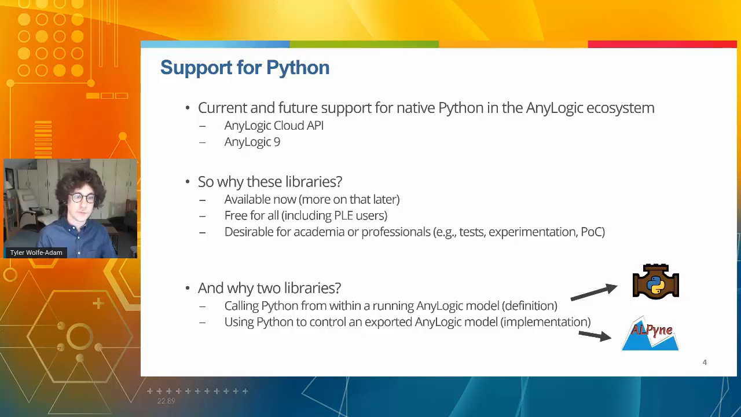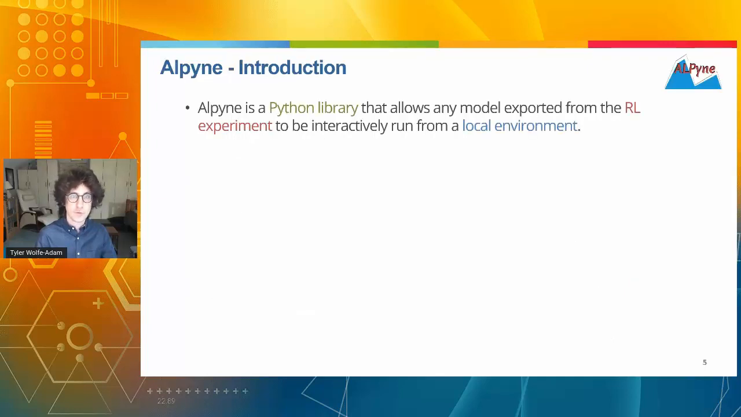And then there's also, after you're done building the model, if you want to be able to control it using Python. So this is on the implementation side. And this is what the Alpyne library is for. So I'm going to start with going over the Alpyne library and showing some examples of that. And then later on, I'll move on to showing Pypeline.